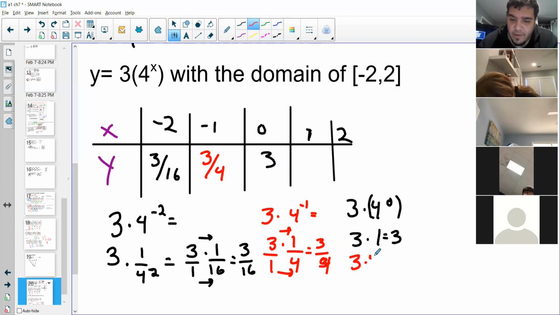Next one, 3 times 4 to the 1 power. 4 to the 1 power is just 4. So 3 times 4 is 12. And then the last one, 3 times 4 to the 2nd power. That's 3 times 16, which is 48.